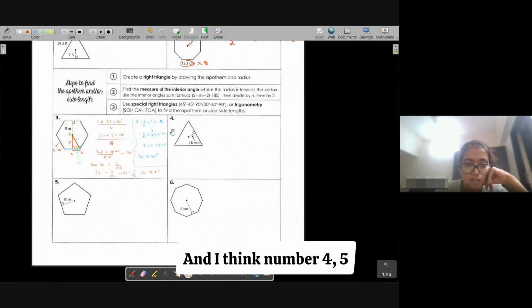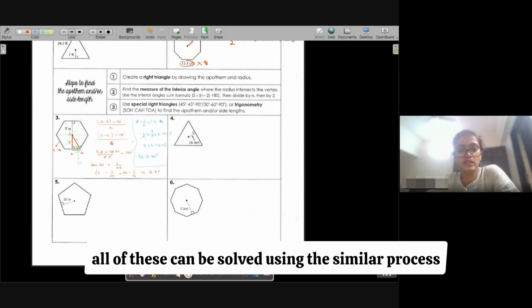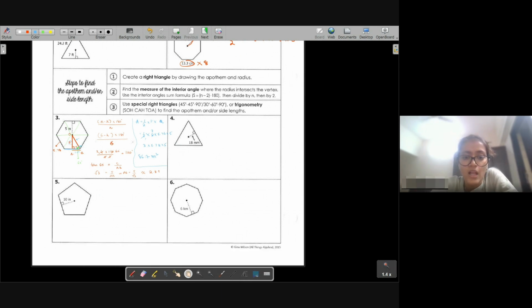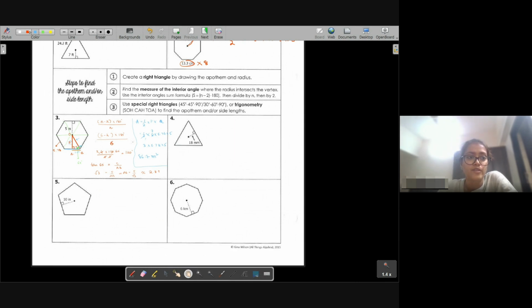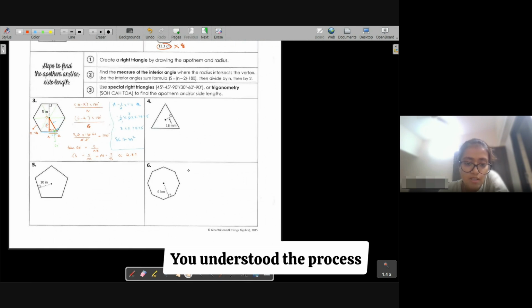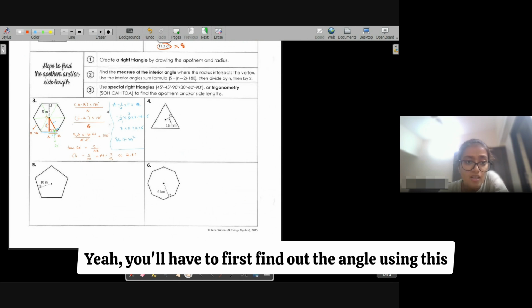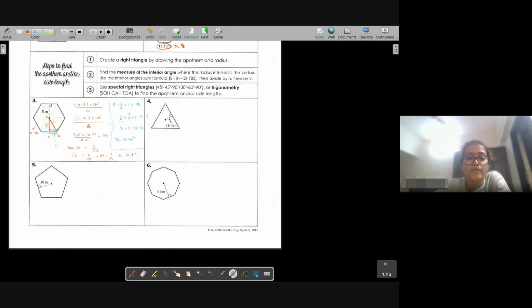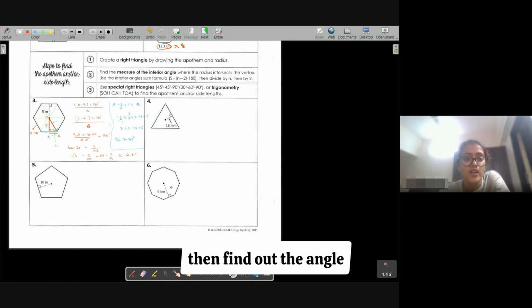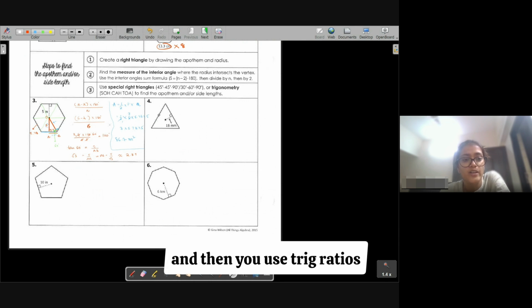I think numbers 4, 5, and 6 can all be solved using a similar process. In all of these, only the apothem is given. First, you'll have to find the angle. See, they have also given you the steps. Step 1, 2, 3: first, create a right triangle, then find the angle, half of that, and then use trig ratios.